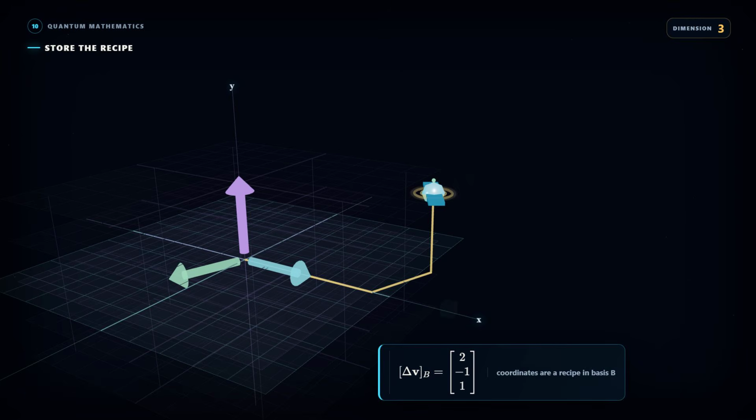The 3 coefficients can be stored as a coordinate column. Relative to the basis B, delta V has coordinates 2, -1, 1. These numbers are not the physical maneuver by themselves. They are its recipe in the chosen basis. Change the basis, and the recipe will change.